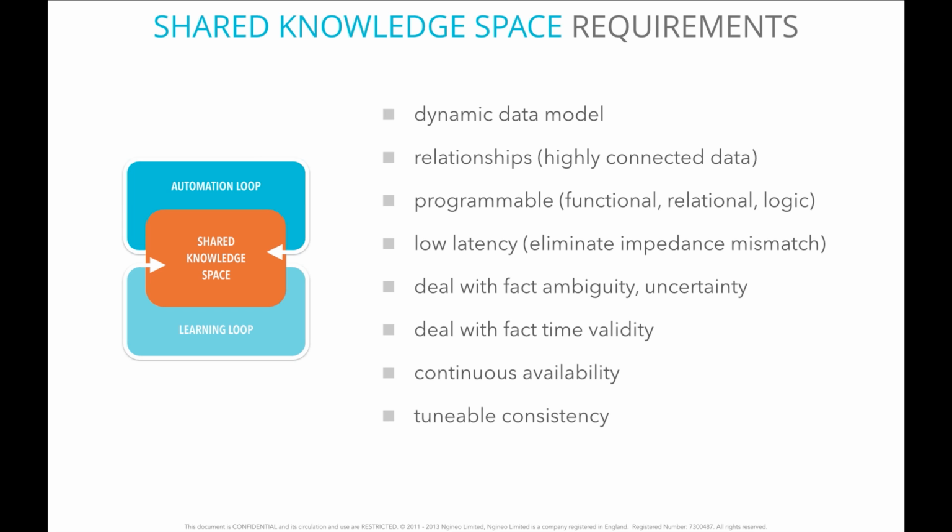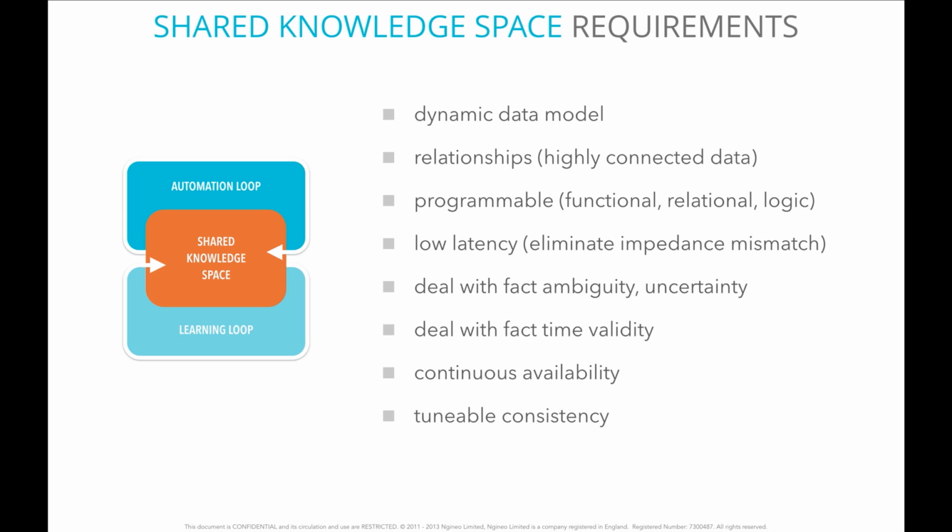And we also need this data layer to be programmable, ideally functional, relational, and logic, right? Because it's the right way, a declarative way to do that. In addition, we need low latency, and we can achieve that by eliminating that impedance mismatch that we talked about before. The relational database, the object relational mapping, the rules, all of those require bridges to be built between them to be able to work together.